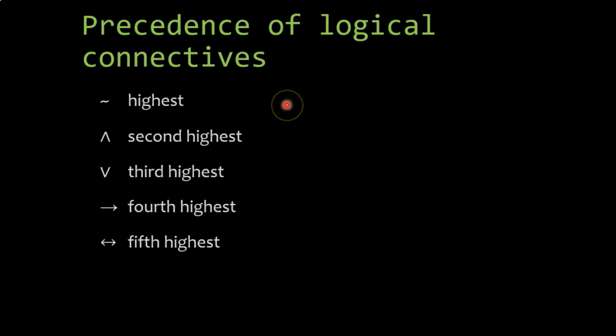Precedence of logical connectives. This is the order of priority of each symbol. The negation is the highest, meaning that to understand a more complex mathematical logic sentence, make sure you prioritize the negation first, followed by the conjunction and disjunction. The next one is if then, and the last one is if and only if. I will show you an example of how to utilize this precedence of logical connectives later.